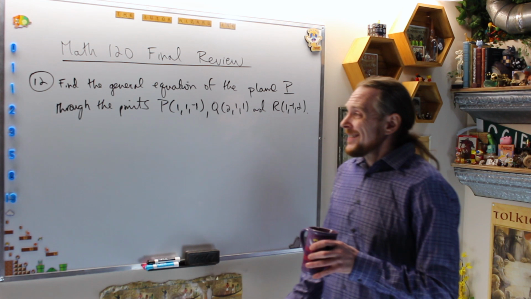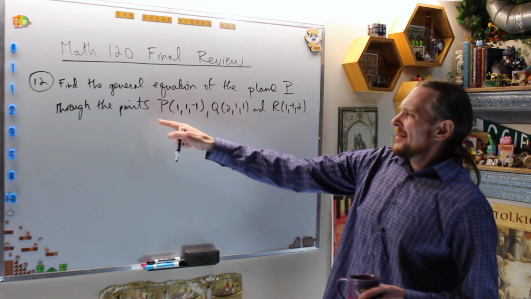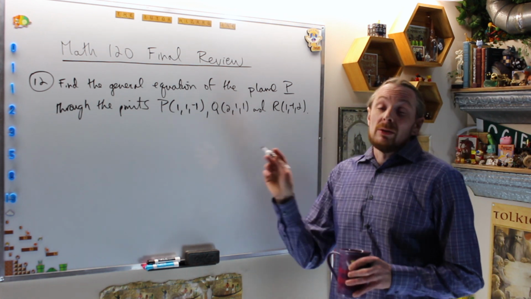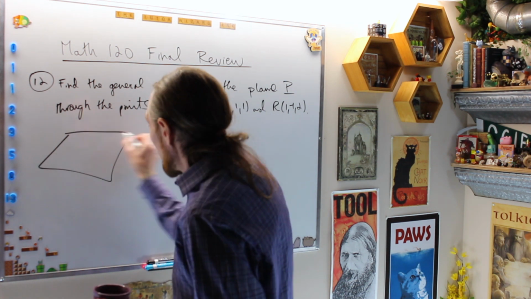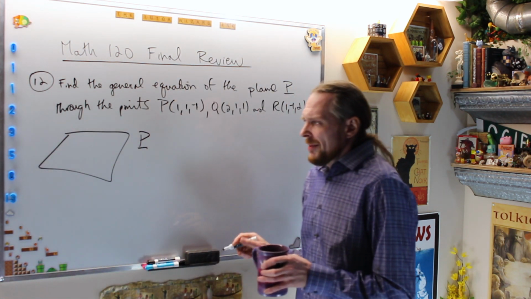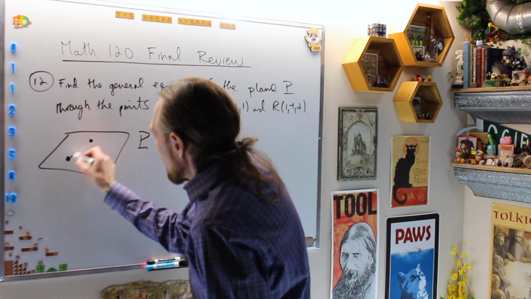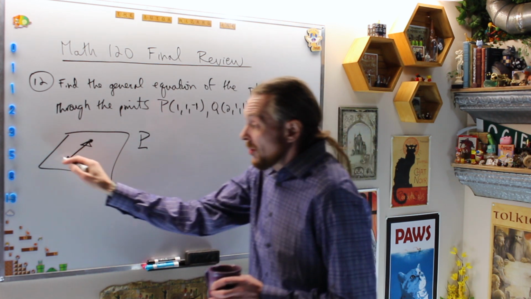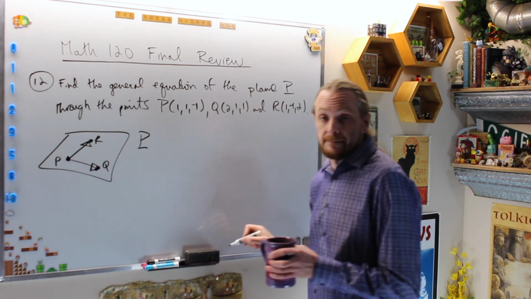Okay, what question 12 wants is for me to find the general equation of the plane P passing through the points P, Q, and R. This is essentially all I need to describe the plane. First of all, before I start, I draw myself a picture. There's P, so I can picture in my mind, and then it says I have P and Q and R, so I'm going to write this as arbitrarily labeling them. Suppose this is P, and this is Q, and this is R.